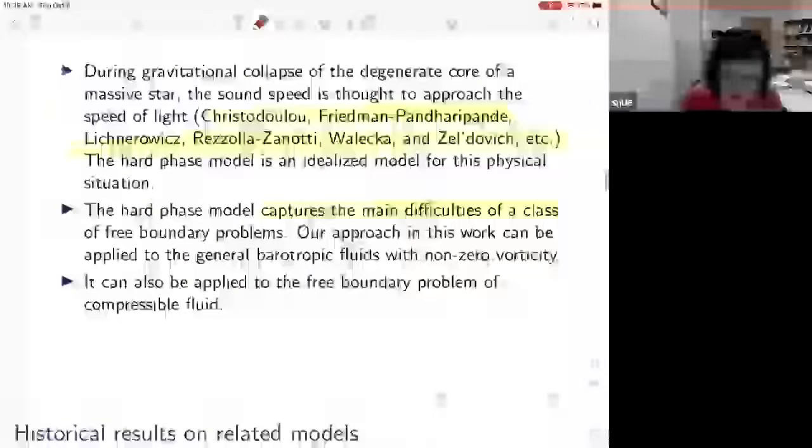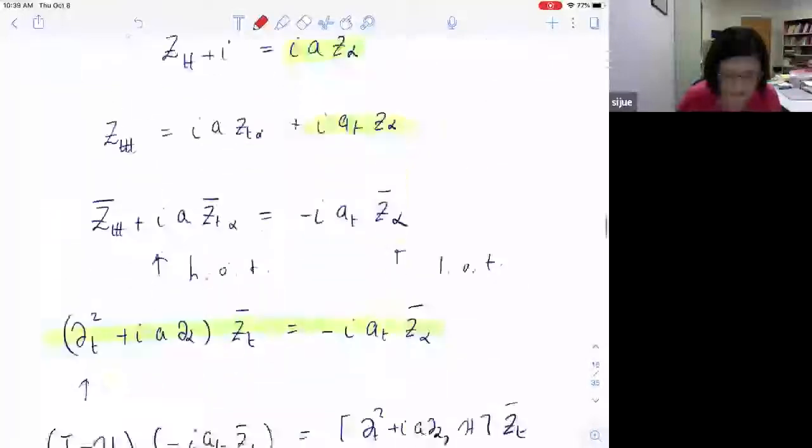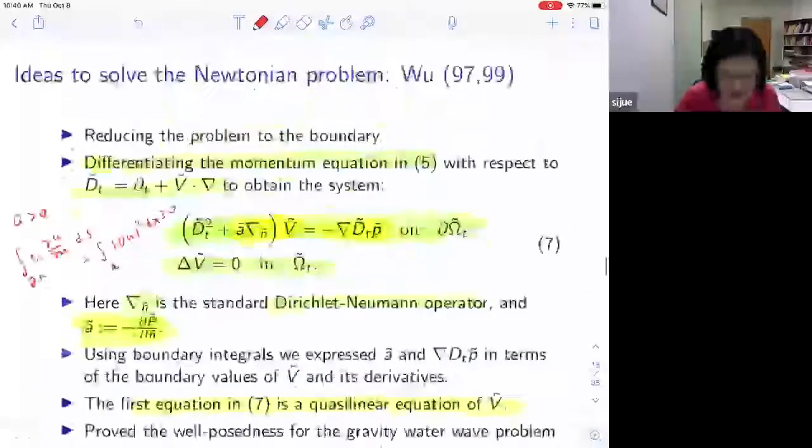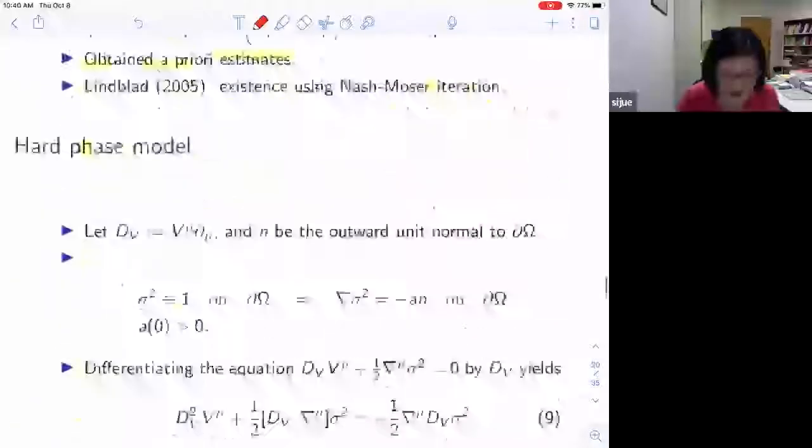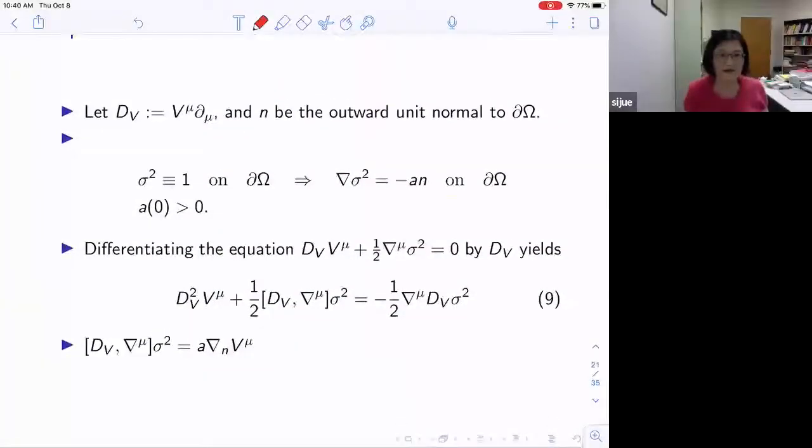Now we want to do the same thing. When you have no idea how to start, you just follow some idea that's already there. N is the outward unit normal to the domain. Again, because sigma is 1 on the boundary, this gradient is a full gradient, not just the spatial one.